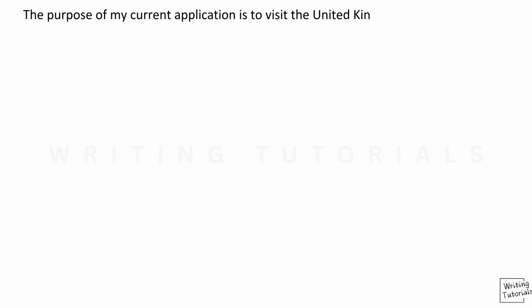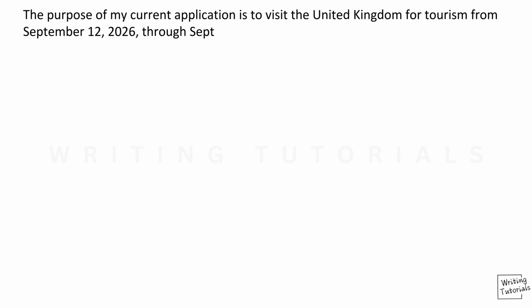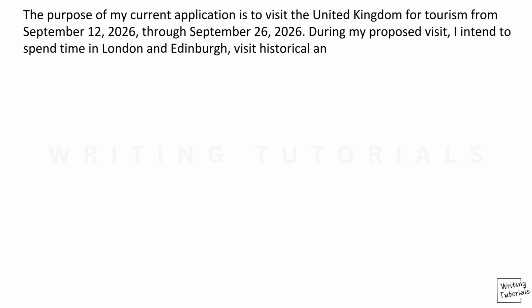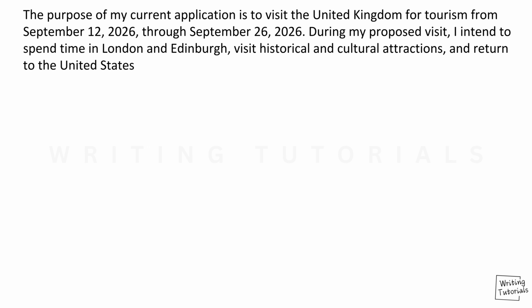Now we move to the purpose of the current application. The sample says, "The purpose of my current application is to visit the United Kingdom for tourism from September 12th, 2026 through September 26th, 2026. This is important because the visa officer needs to understand why you are applying now."